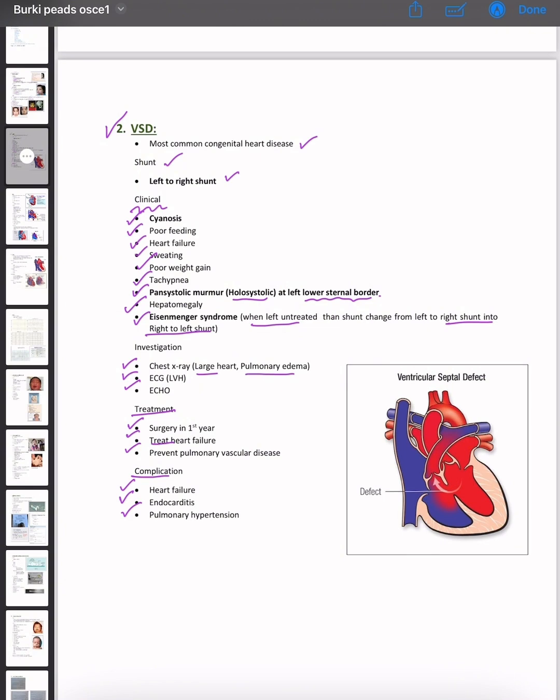So, how will the patient of VSD appear? There will be cyanosis, poor feeding, heart failure, sweating, poor weight gain, tachypnea, pansystolic murmur, hepatomegaly, and Eisenmenger syndrome. To investigate the VSD, we will do chest X-ray, ECG, and echo. What is the treatment option? In first year of life, surgery is done. If heart failure is there, we will treat it and prevent pulmonary vascular diseases. What complications can occur? Heart failure, endocarditis, and pulmonary hypertension can occur in the case of VSD.